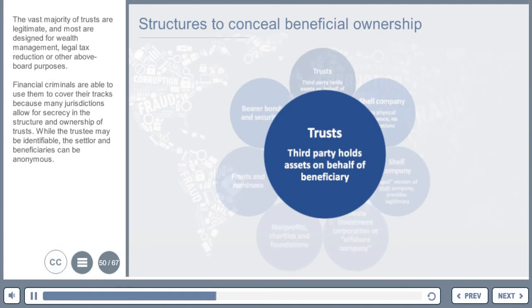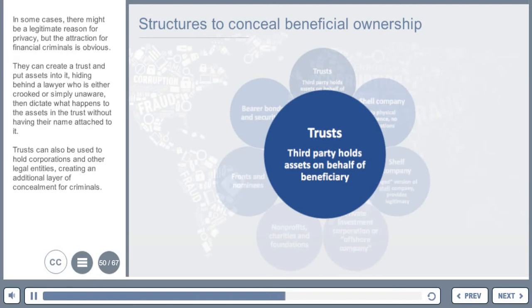Financial criminals are able to use them to cover their tracks because many jurisdictions allow for secrecy in the structure and ownership of trusts. While the trustee may be identifiable, the settlor and beneficiaries can be anonymous. In some cases, there might be a legitimate reason for privacy, but the attraction for financial criminals is obvious. They can create a trust and put assets into it, hiding behind a lawyer who is either crooked or simply unaware, then dictate what happens to the assets in the trust without having their name attached to it. Trusts can also be used to hold corporations and other legal entities, creating an additional layer of concealment for criminals.